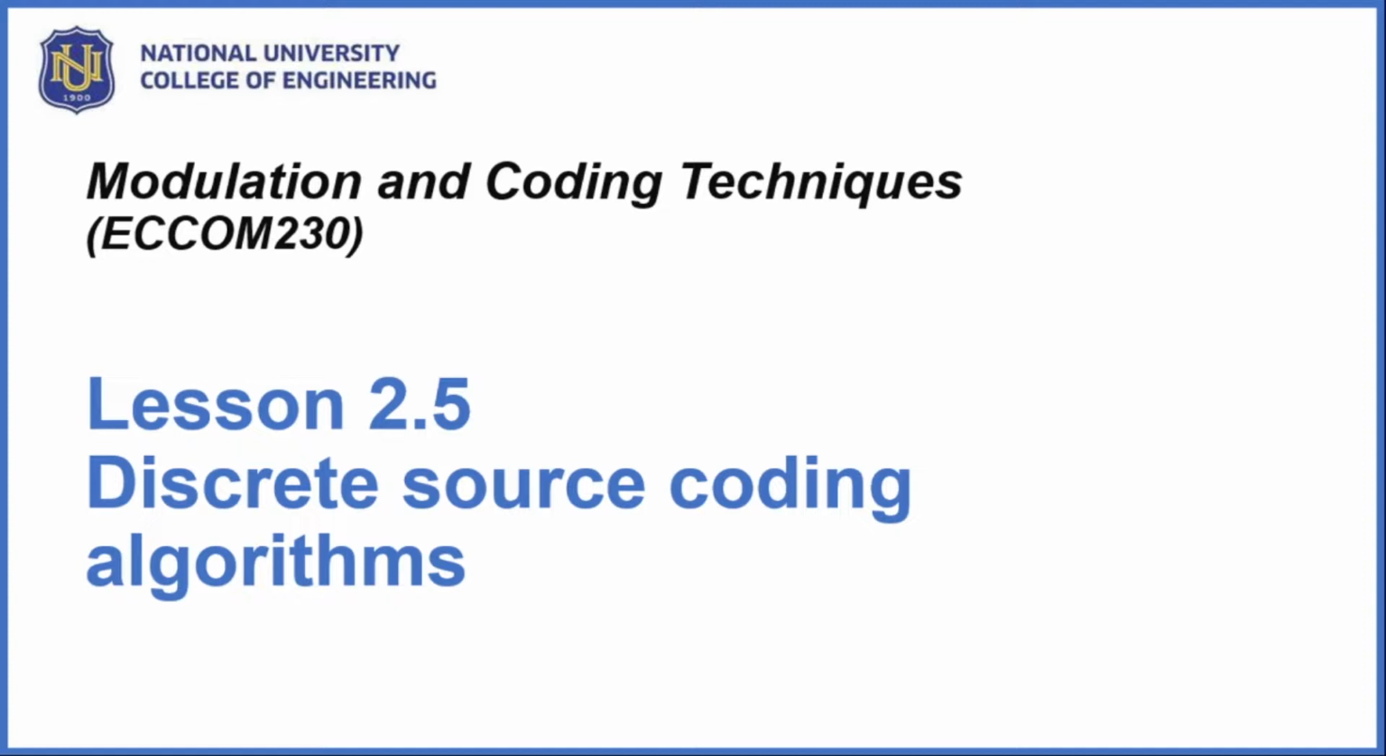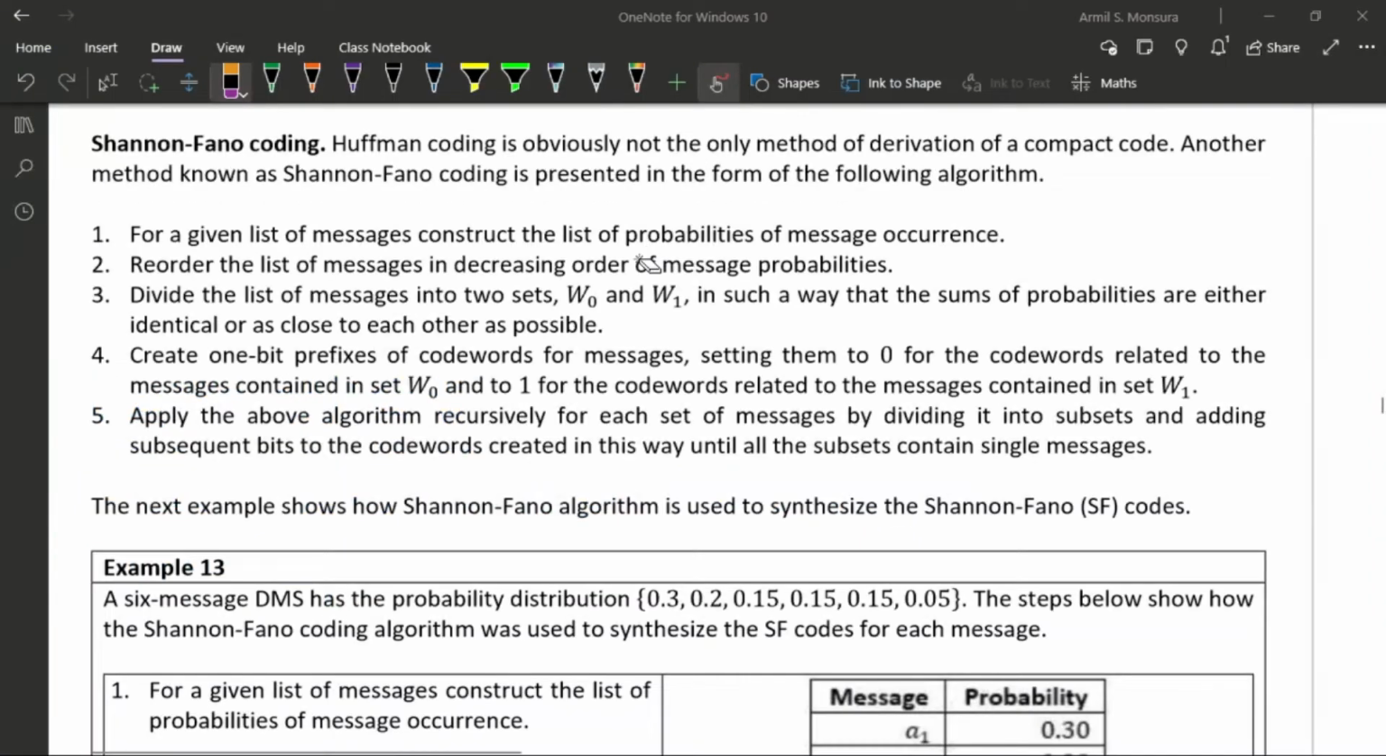So we continue with lesson 2.5, discrete source coding algorithms. At this point, we now discuss an alternative to Huffman coding, which is called the Shannon-Fano coding, or let's call this the SF coding. Okay, let's use SF coding for this algorithm. It is not only the Huffman coding that can generate compact codes. SF coding can also generate compact codes.